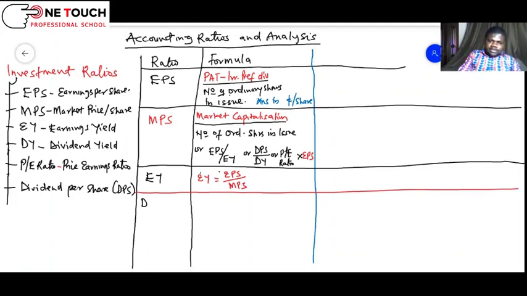We have dividend yield. Dividend yield will be equal to dividend per share all over market price per share.